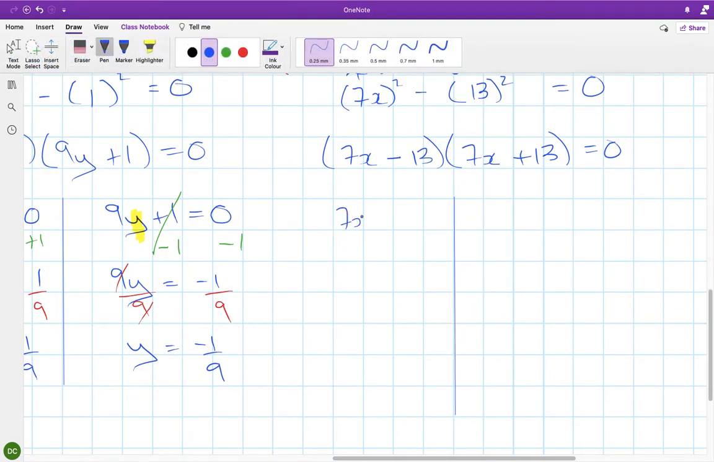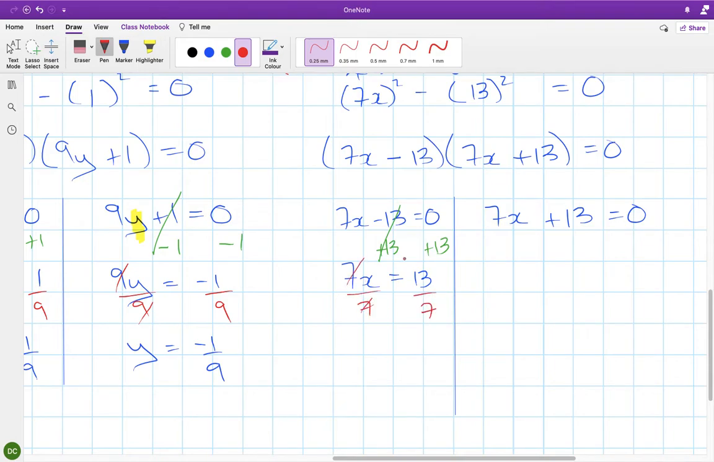So 7x minus 13 equals 0, and 7x plus 13 equals 0. So we'll plus the 13 to cancel and plus the 13 for balance. 7x equals 13. And then we will divide by 7 to cancel and divide by 7 to balance. So x equals 13 over 7.